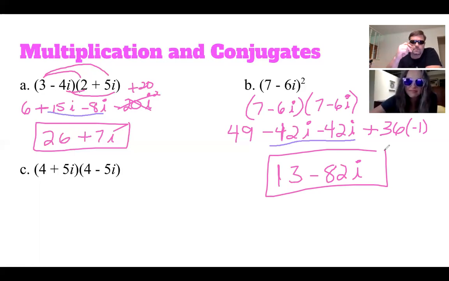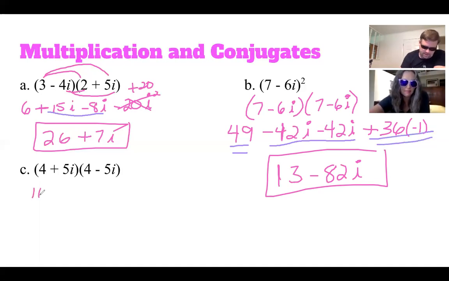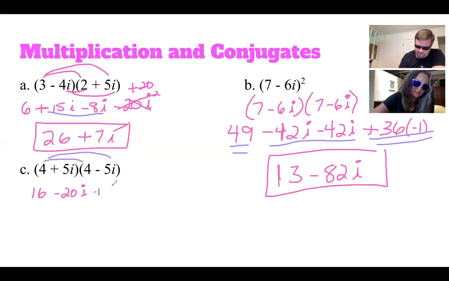All right, last problem. This one's kind of important for our purposes in life. We're going to get 16 minus 20i plus 20i minus 25i squared.